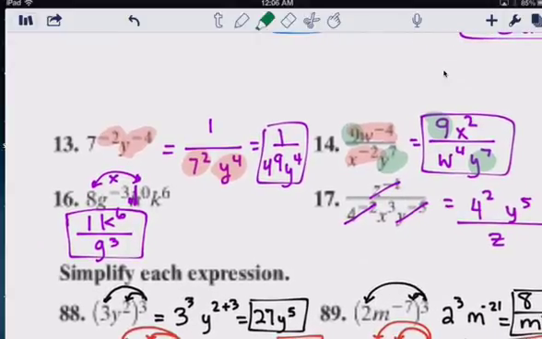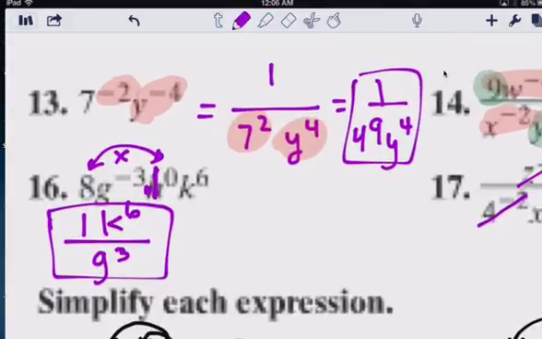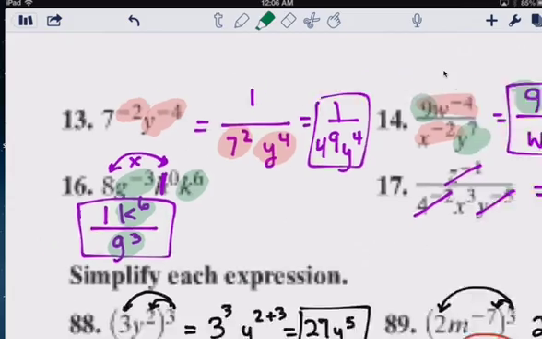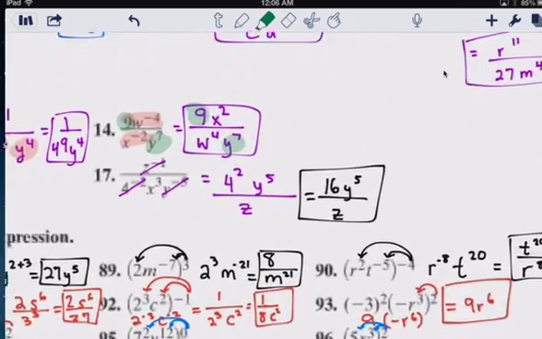Number 16 times 1, because anything to the 0 power is 1. And then k to the 6 is a positive exponent, so it stays on top. This is a negative exponent, so it goes on bottom. Okay.